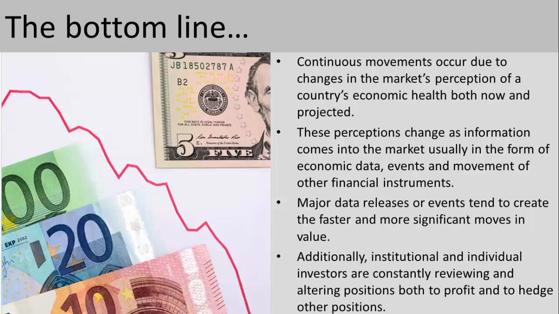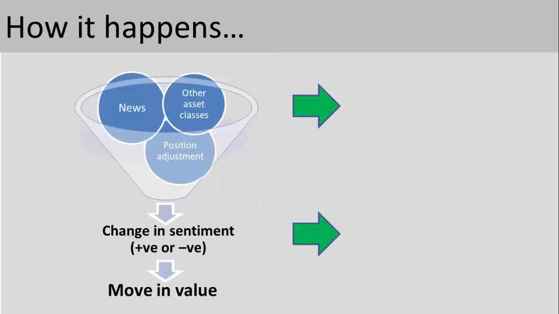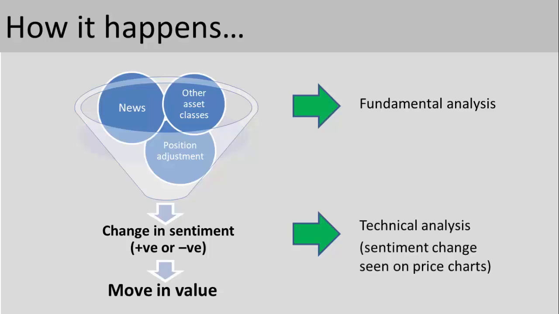Additionally, institutional and individual investors are constantly reviewing and altering their positions, both to profit and to hedge other positions that may be open. So this is how it happens. As was stated already, we get news, other asset class movement and position adjustment occurring, and this tends to be related to something we call fundamental analysis. This creates a change in sentiment, which may be positive or negative, which we can see on a chart, and this is termed technical analysis. So you get a move in value.